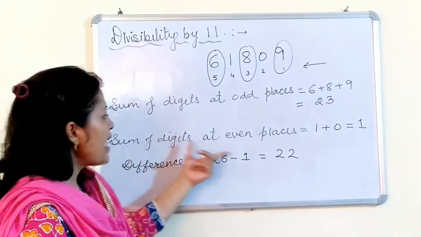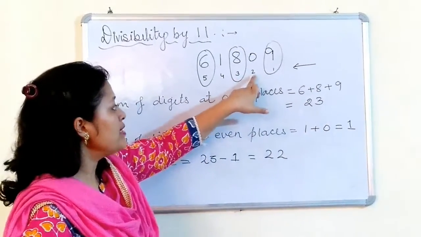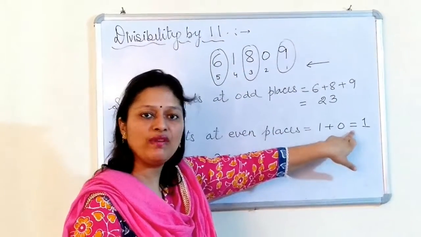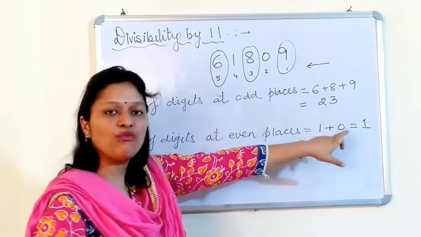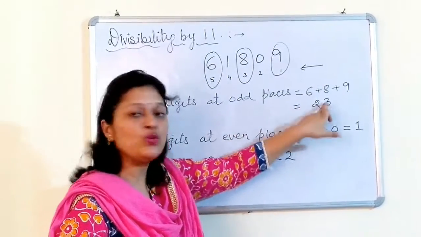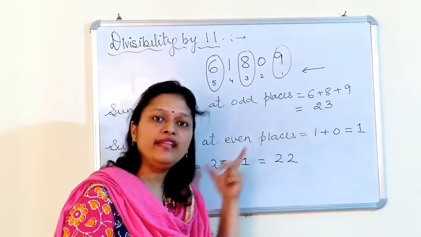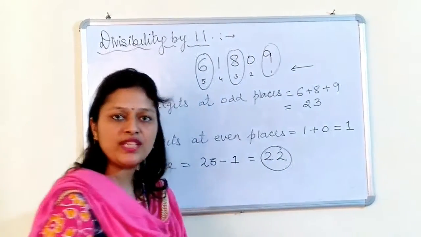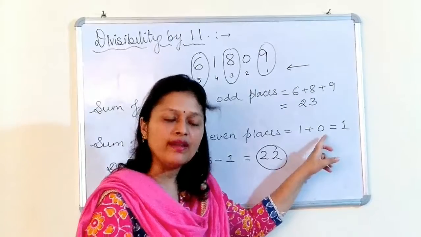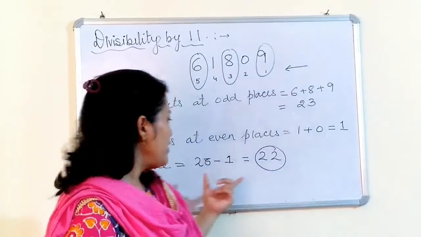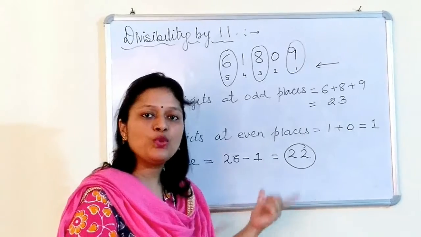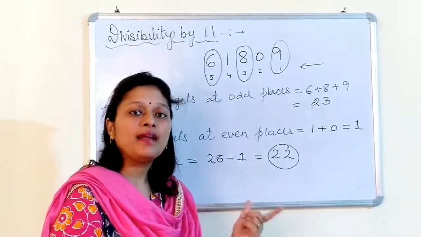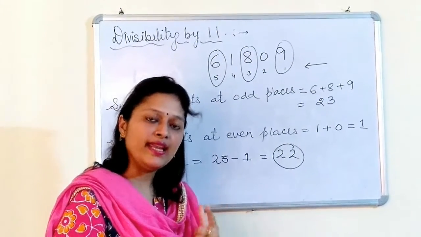Then the sum of digits at even places. Even places means the second and fourth digit. The digits are 1 and 0. After adding you will get 1 plus 0, so the sum would be 1. Now after getting these two sums, what will you do? You will find the difference. 23 minus 1 is equal to 22. This is the difference obtained by subtracting 1 from 23. Now, if the difference comes out to be 0 or a multiple of 11, then you can say the number is divisible by 11.